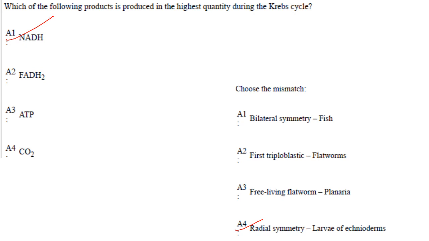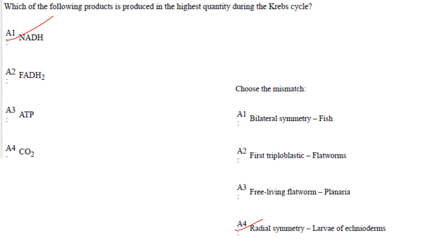So for every 2 molecules of pyruvate, because pyruvate is obtained by splitting of glucose molecule in glycolysis, and glucose molecule has got 6 carbon atoms and pyruvate 3 carbon atoms. So 2 molecules of pyruvate will be produced from 1 molecule of glucose, and these 2 molecules of pyruvate will enter the Krebs cycle.